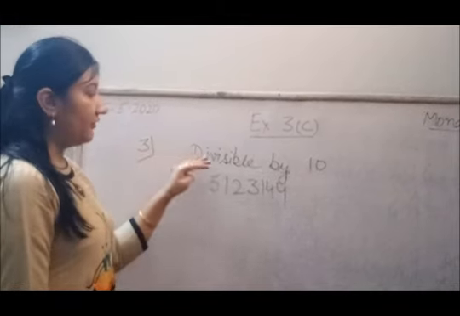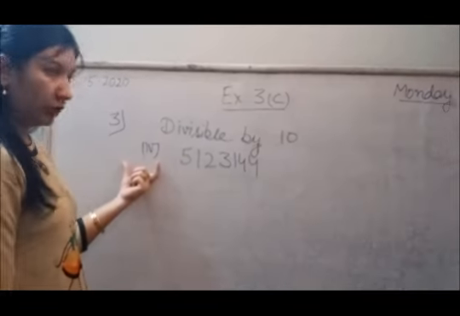Now third sum, divisible by 10. I am solving the fourth part here.